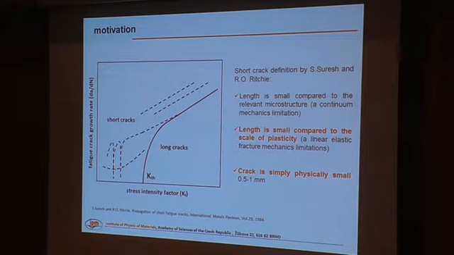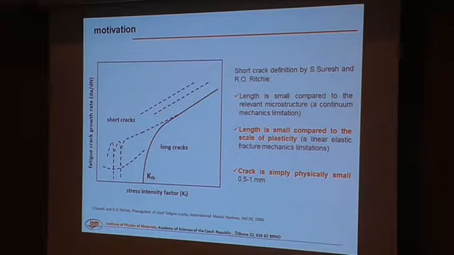As was postulated by Suresh and Ritchie, there is a different area of the small cracks, and as you can see in this sketch, the short cracks can propagate even at a higher fatigue crack growth rate than the long cracks, and also below the threshold. And the main area of the short cracks can be defined here.